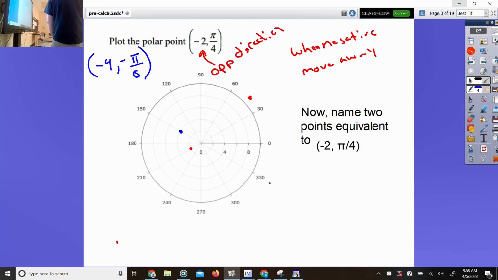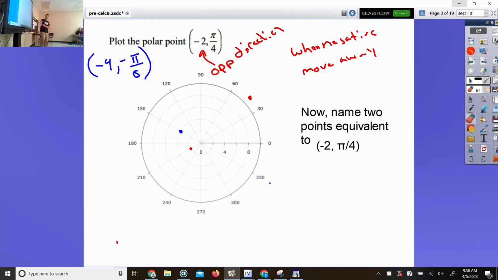Do we need to do a third one? It's up to you. It is different. So, (-2, pi over 4) could be the same as something involving 210? Which dot was that? The red dot? Yes, it could be the same as something involving 210.